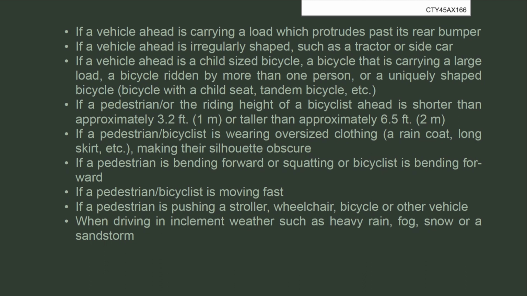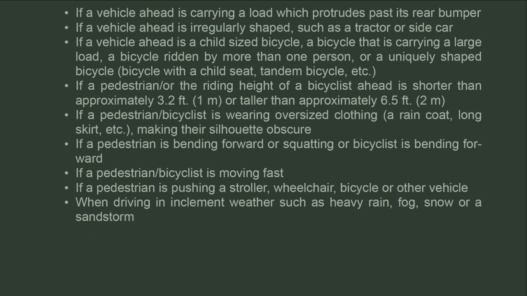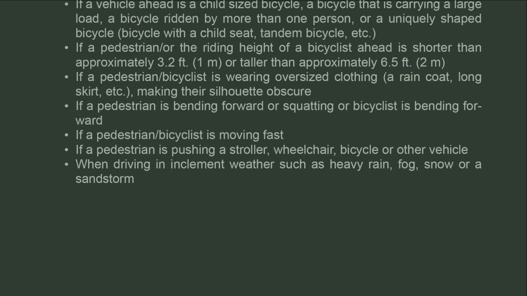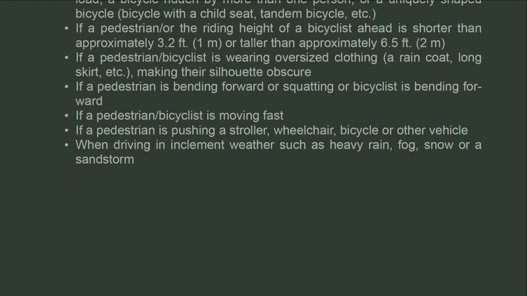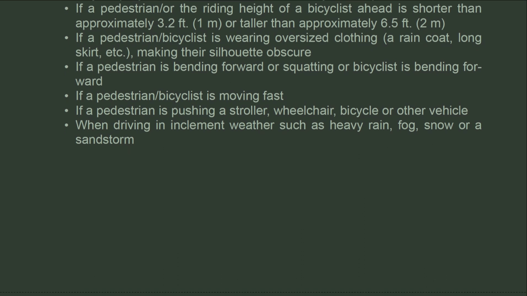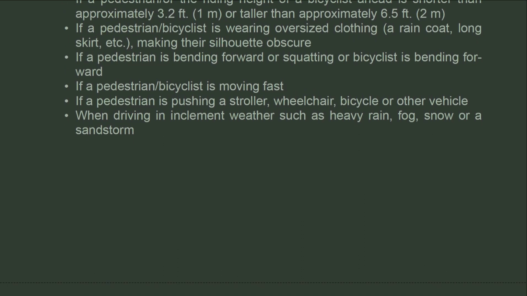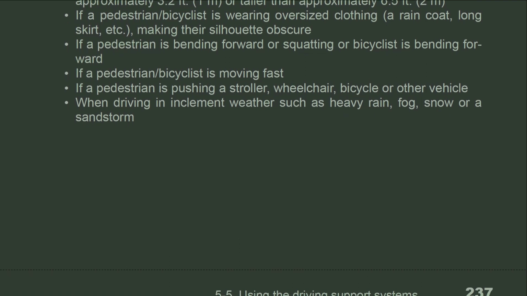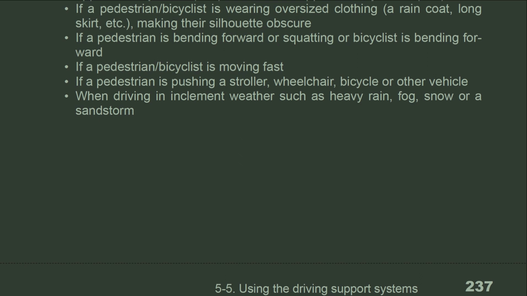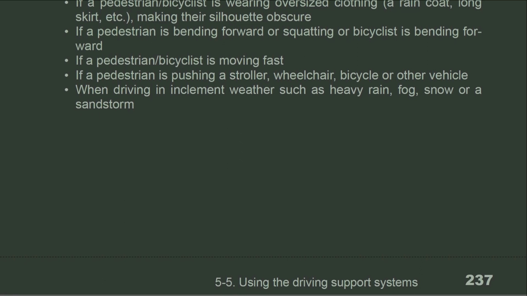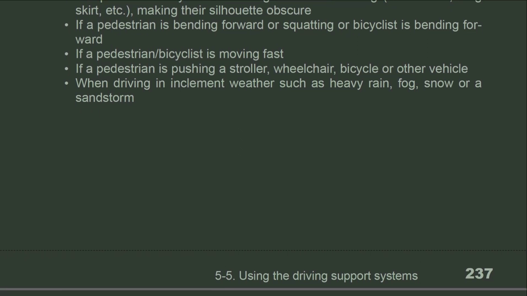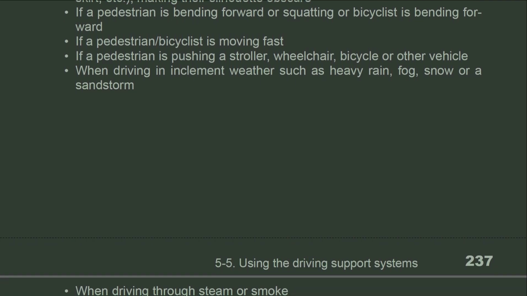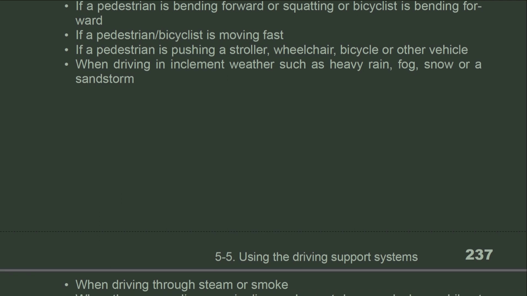If a pedestrian or the riding height of a bicyclist ahead is shorter than approximately 3.2 feet, or taller than approximately 6.5 feet. If a pedestrian/bicyclist is wearing oversized clothing, a raincoat, long skirt, etc., making their silhouette obscure. If a pedestrian is bending forward or squatting, or bicyclist is bending forward. If a pedestrian/bicyclist is moving fast. If a pedestrian is pushing a stroller, wheelchair, bicycle, or other vehicle.